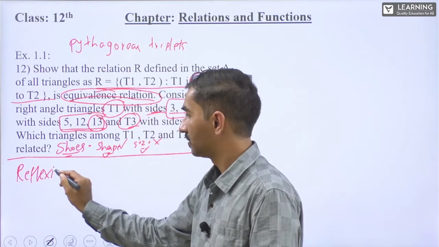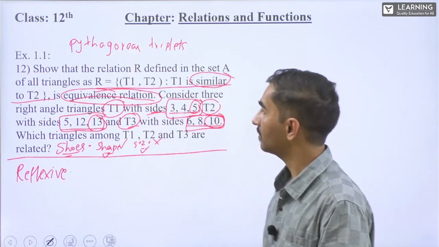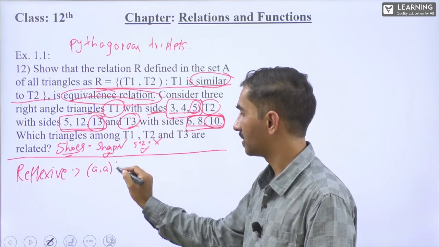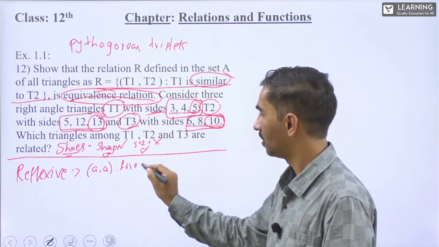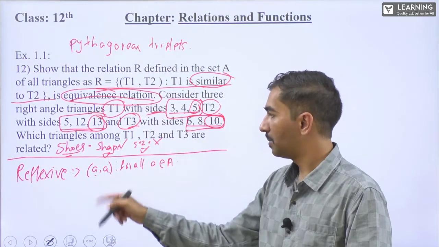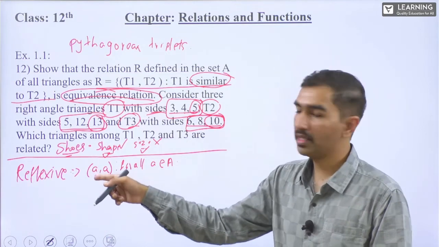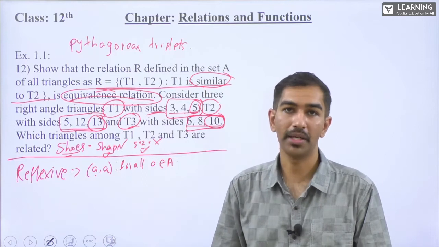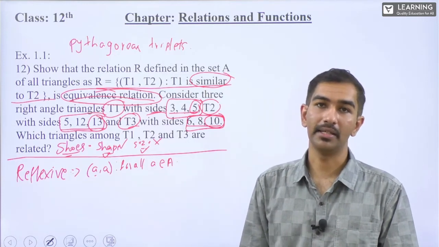Reflexive relation. Reflexive is defined again by (A, A) such that for all A belonging to A. So (A, A). Now if you take T1, then again you have to take T1, because (A, A), right? If you take T2, T2 again. If you take T3, T3 again.